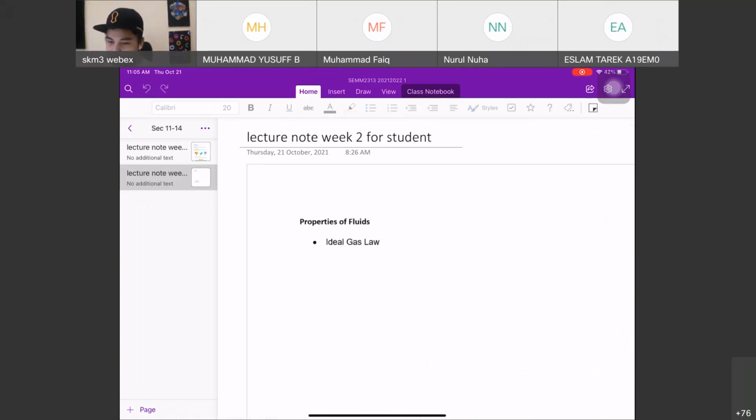We learned about the basics of fluid, which is density. We learned about specific weight, which is gamma. Specific volume and specific gravity. And then we have a quiz, remember? And today, we continue on the properties of fluid. Besides density and specific gravity, we have another one we call the ideal gas law.